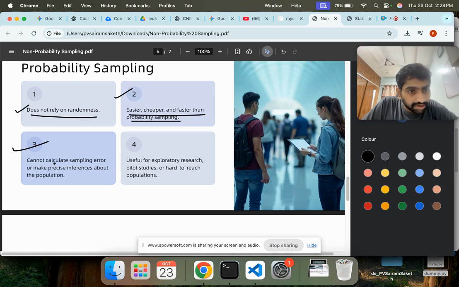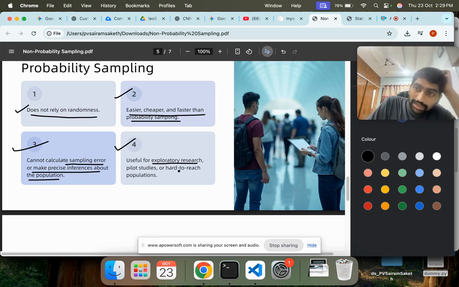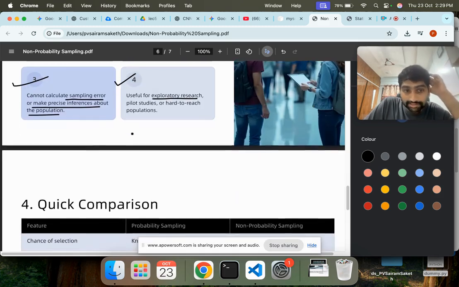Third, you cannot calculate the sampling error or make precise inferences about the population. The drawback is that it cannot find the exact error, and people might be biased. It is useful for exploratory research, to study more about particular diseases. You can use non-probabilistic sampling.